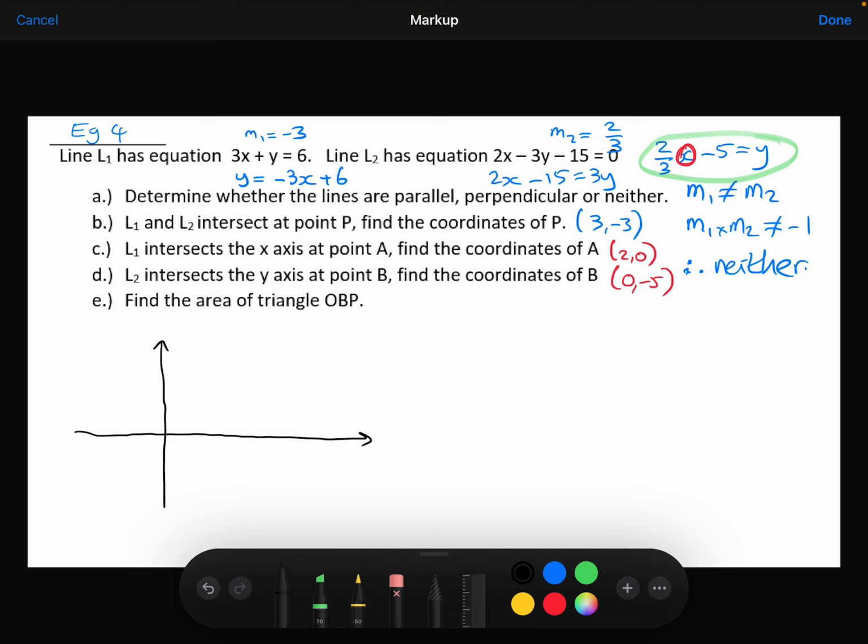Point O is the origin, so that's this point here. Point B is this that we just found there, which is the coordinate 0, minus 5. And the point P was what we found in part B of the question, which is the coordinate 3, minus 3. So the x coordinate is 3, the y coordinate is minus 3. So this is the triangle OBP.